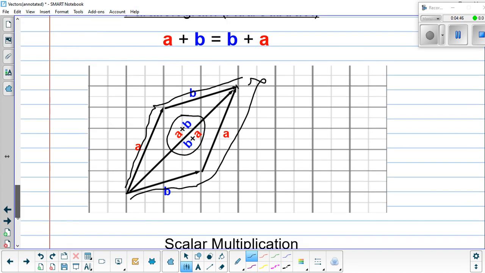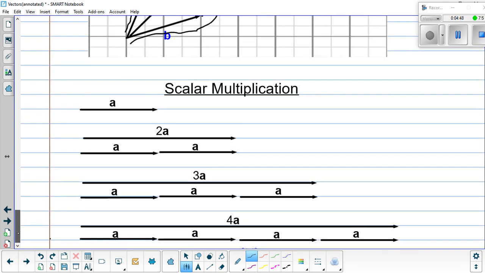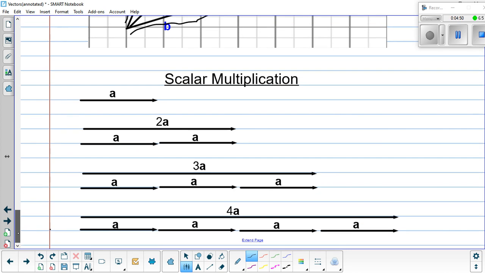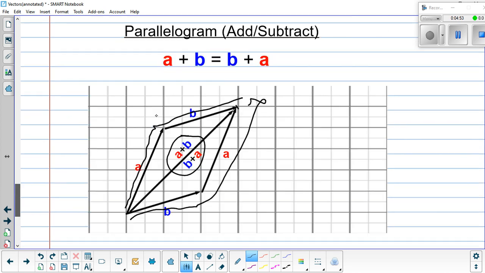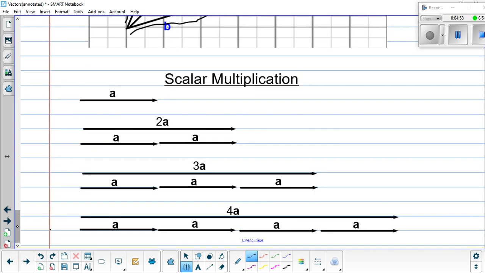Lastly, I'm going to briefly talk about scalar multiplication. If you're given a vector A, and say we want 2A, that's simply going to be A plus A. So it's the same direction, just double the length. 3A, triple the length, same direction. 4A, quadruple the length, same direction. You get the idea.